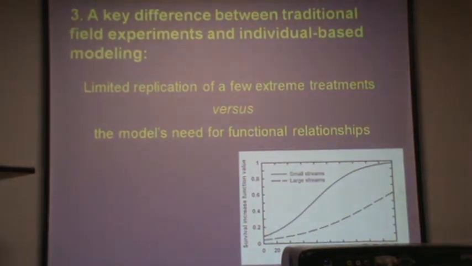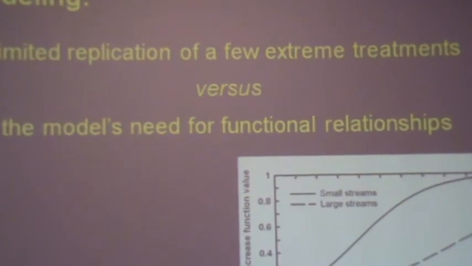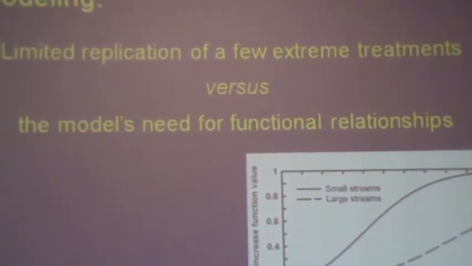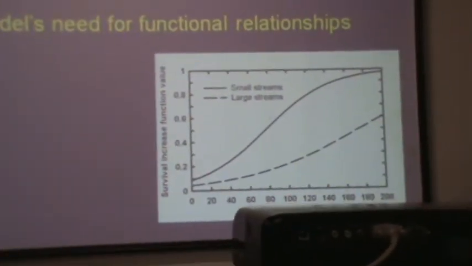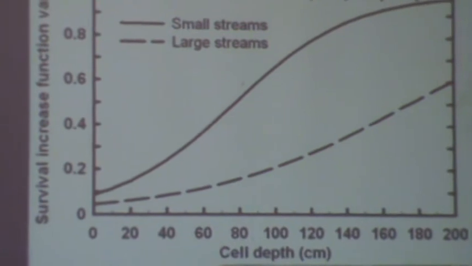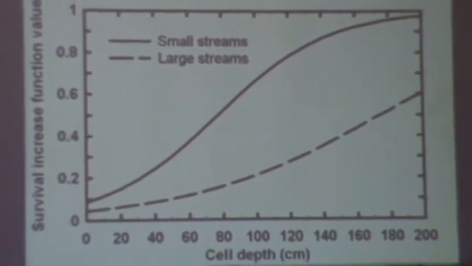Third is a key difference between traditional experimental design in the field and individual-based modeling. Field experiments or lab experiments by ecologists often compare a very small number of very different treatments, like maybe a 2x2 design or something like that. Whereas in models, we often need a continuous relationship. So what Brett has found himself doing is less of the traditional contrast of a few treatments and instead trying to develop a broad relationship.